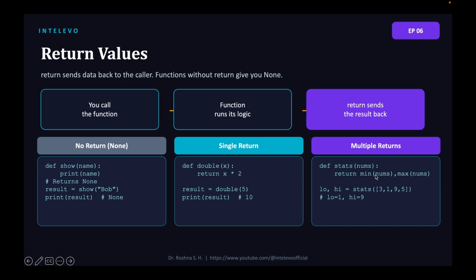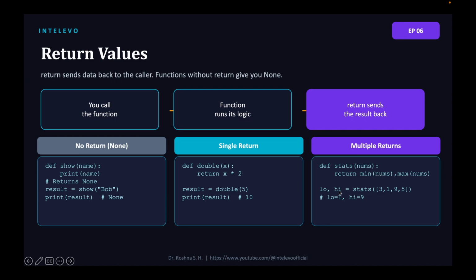And the third one is multiple return, that is, returning multiple values at once. In this demonstration, we are defining a function, stats of nums, where we input the numbers and want to return the minimum of numbers and the maximum of numbers. Here min and max are keywords. It will automatically give you back the minimum and maximum.